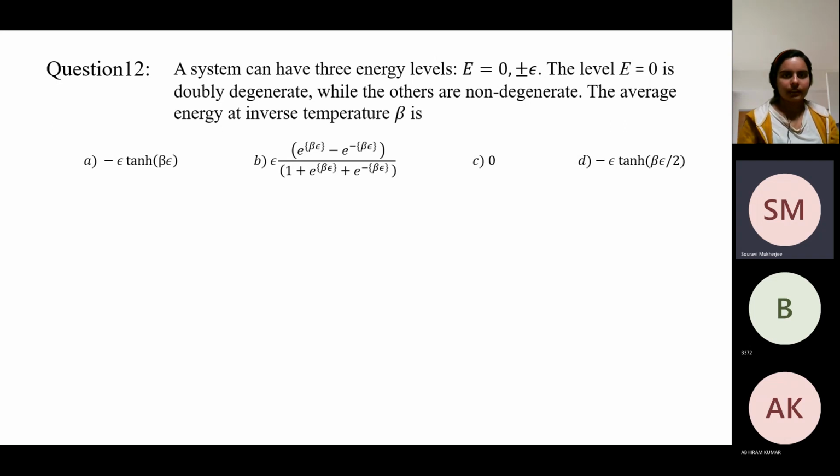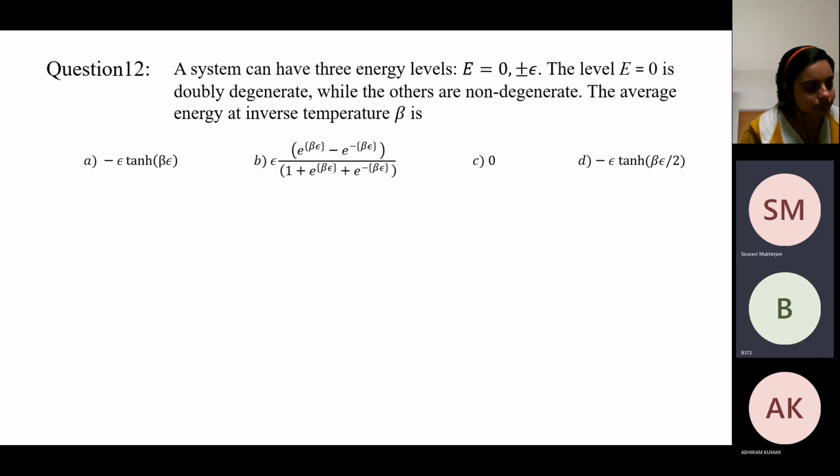Anushka, what do you think? Are you proceeding in the same way? What is your take on addressing this question? I'm doing it that way only. Okay.